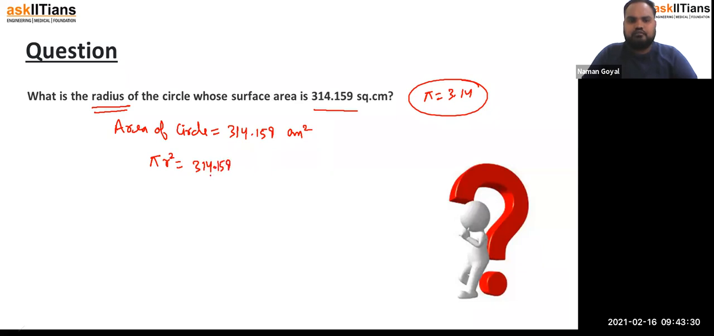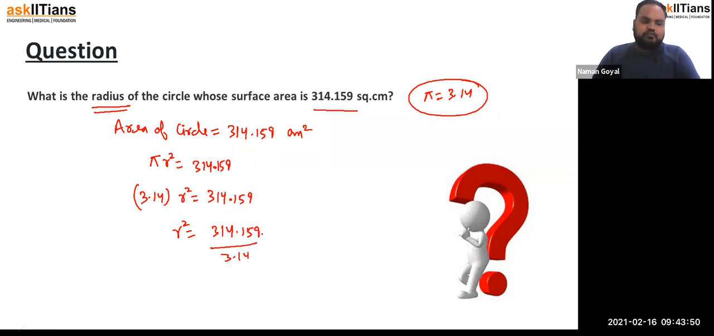314.159, isn't it? So the value of pi is what? 3.14 into r square is equal to 314.159. So r square you got, which is 314.159 upon 3.14. So if you calculate this part, you will get what? How much do you get if you divide 314.159 by 3.14? You will get approximately r square is equal to 100.05.